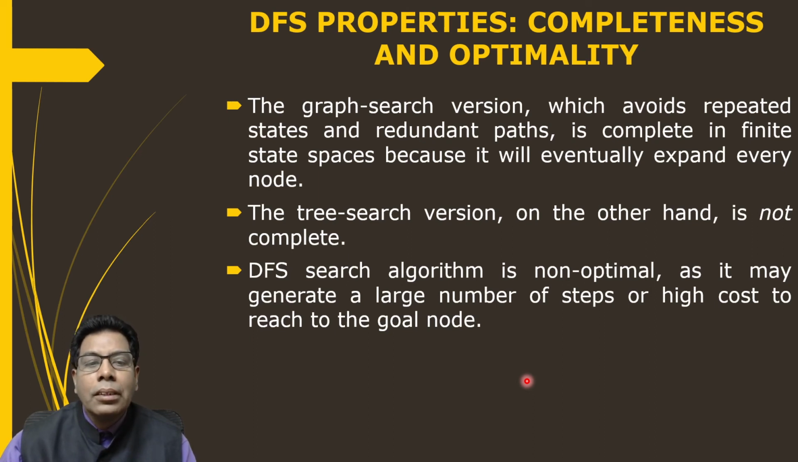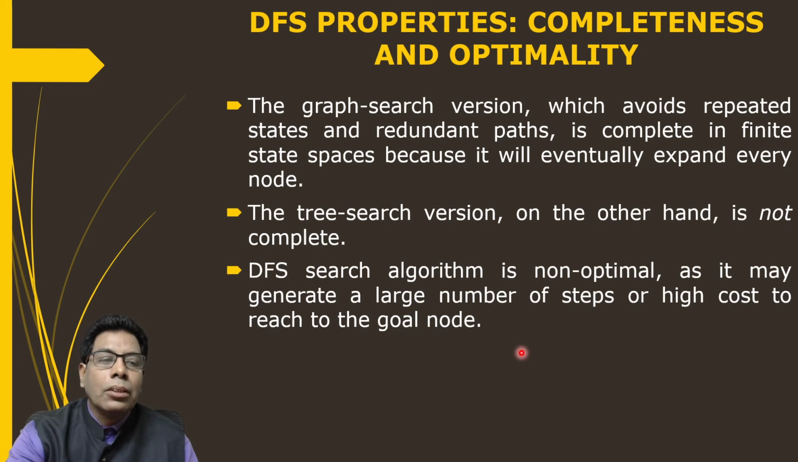Then the DFS search algorithm is non-optimal, because it may generate a large number of steps or high cost to reach the goal node. As you have seen in the example, the solution path in the DFS search algorithm is longer than the path given by the breadth first search algorithm. So that is another disadvantage.